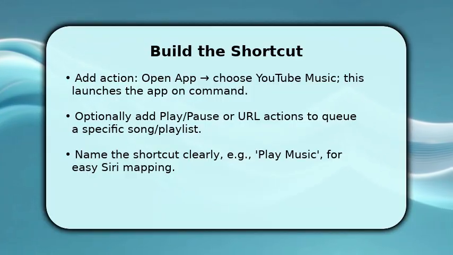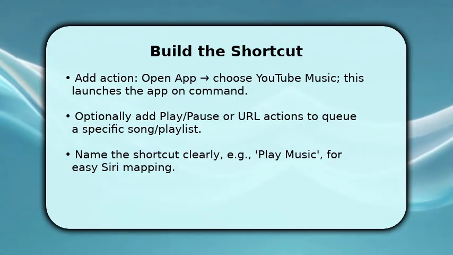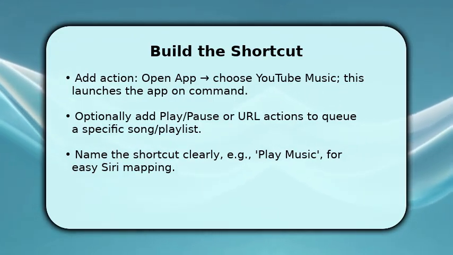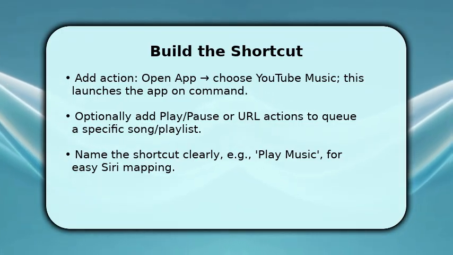Name the shortcut something simple like Play Music so Siri can map to it naturally. Make sure the sequence is ordered. Open first, then play. This avoids race conditions, where play fails if the app isn't foregrounded.